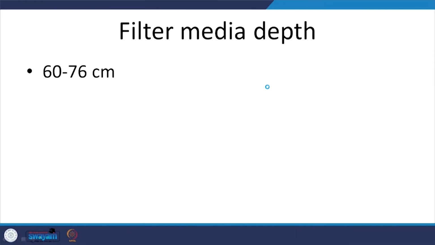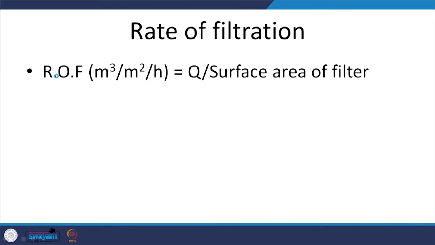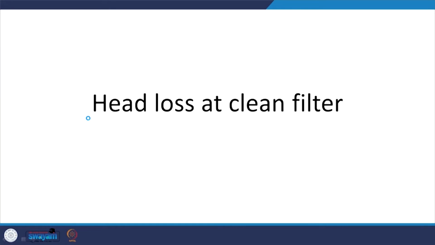Filter media depths are typically 60 to 75 centimeters, and the minimum is around 60 centimeters. The rate of filtration, which we came across earlier, is Q by the surface area of the filter. I think I already mentioned this. The units are meter cube per meter square per hour, so effectively they come out to be meters per hour, dimension per time. Next, head loss at the clean filter.